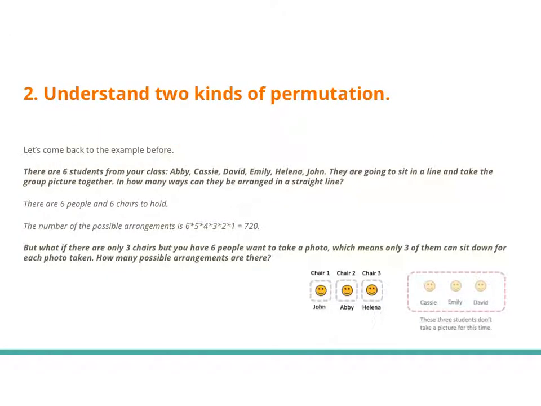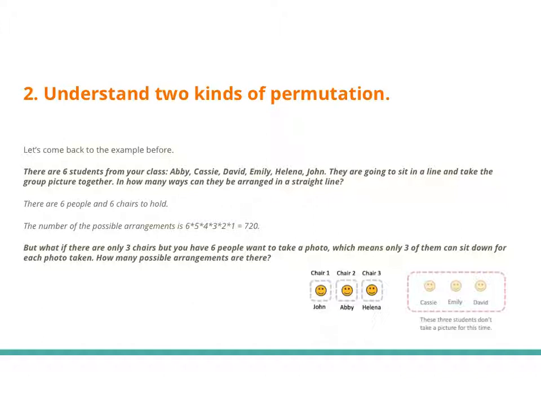So let's go back to the example we talked about before. In that example, there are 6 students from your class, and they are going to sit in a line and take a group picture together. The question is, in how many ways can they be arranged in a straight line? So the solution is 6 times 5 times 4 all the way down to 1, that equals 720.